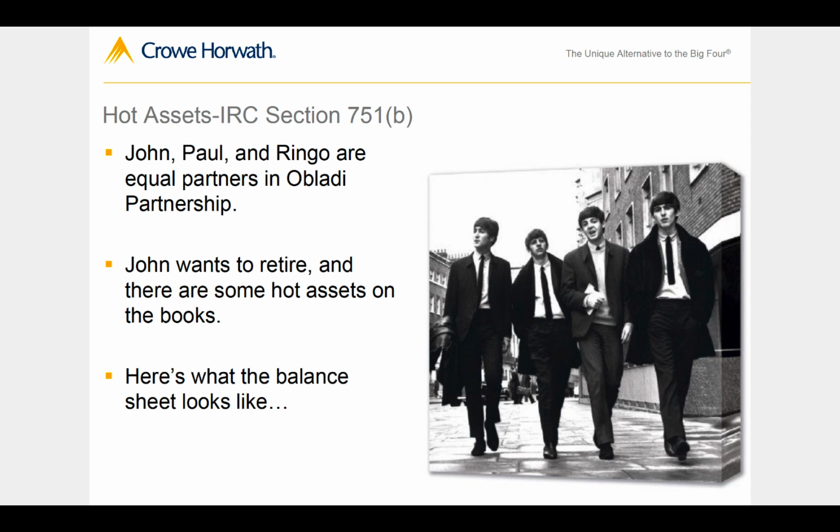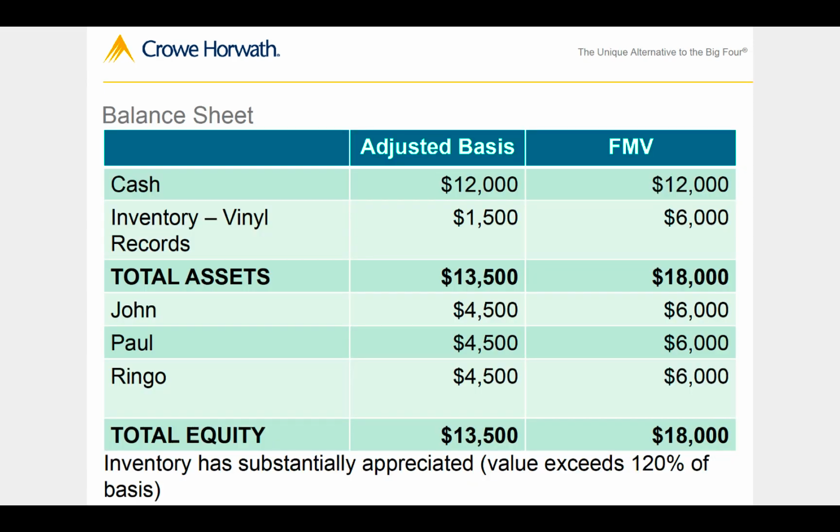So here, John, Paul, and Ringo are equal partners in a partnership, and John wants to retire, but there are some hot assets on the books. Here's what they have right now. They have cash and inventory.